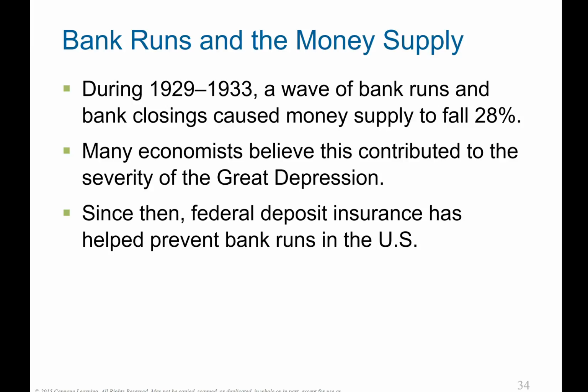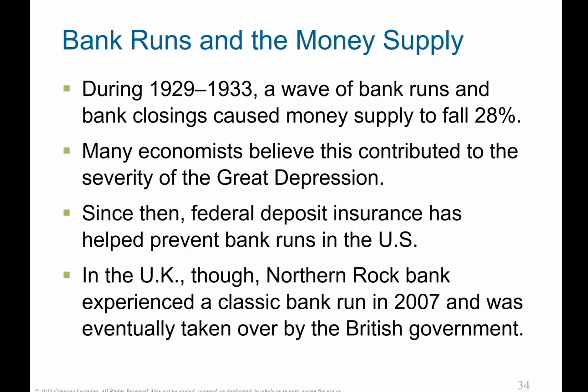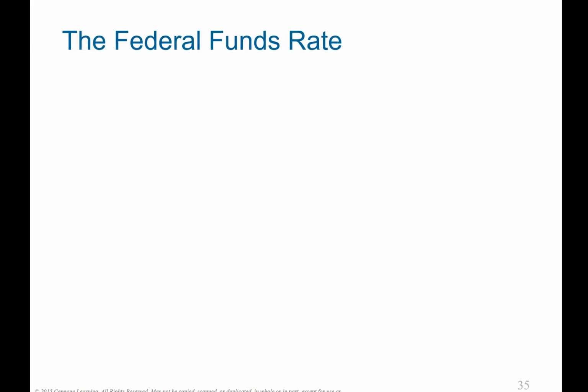Since this time, we've had federal deposit insurance that helps people to know that their money is insured and avoid a lot of bank runs and problems like that. In the United Kingdom, though, not too long ago, the Northern Rock Bank experienced what we'd call a classic bank run and was taken over by the British government.